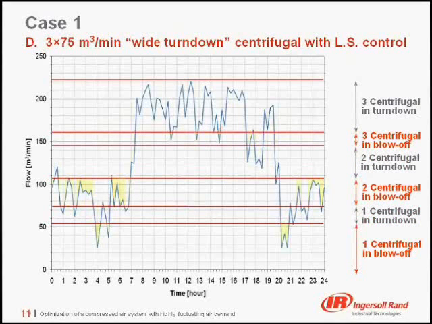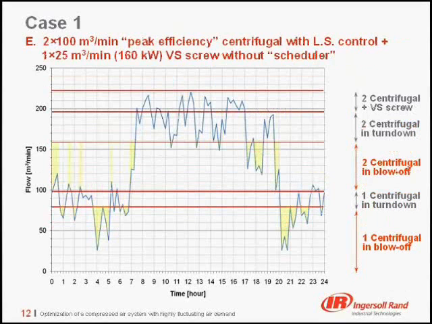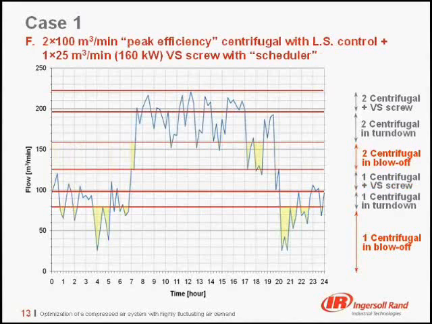And this is the fourth solution with three centrifugal compressors, designed for wide turn-down with load sharing control. This is the fifth solution with two centrifugal compressors with load sharing and one small 160 kW variable speed screw compressor. In this solution, the three compressors are not controlled by a scheduler, and the variable speed compressor is used to cover the peak of air demand. And finally, this one is the same solution, but with a system scheduler.